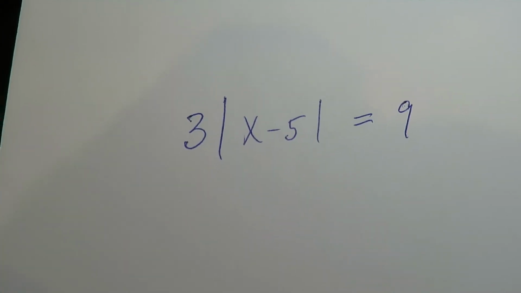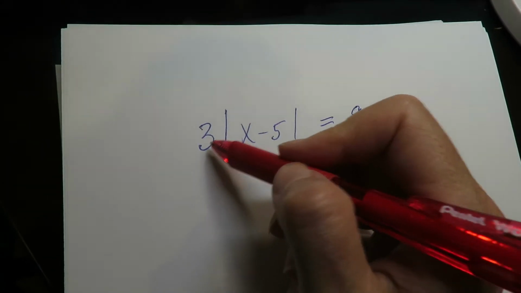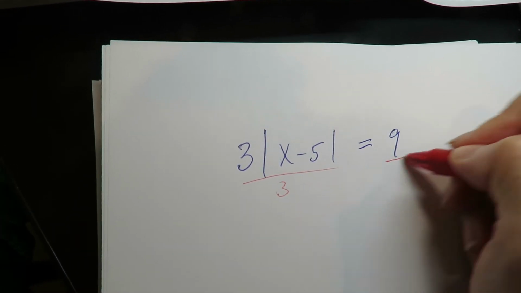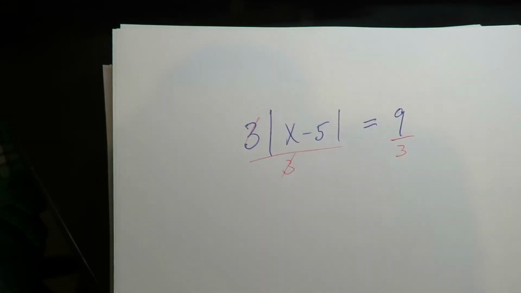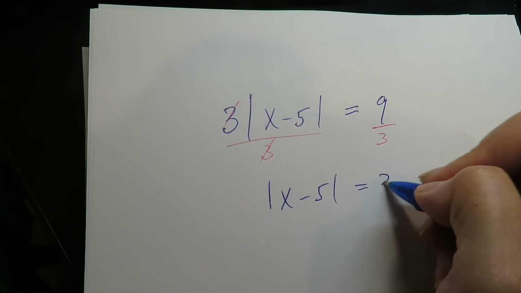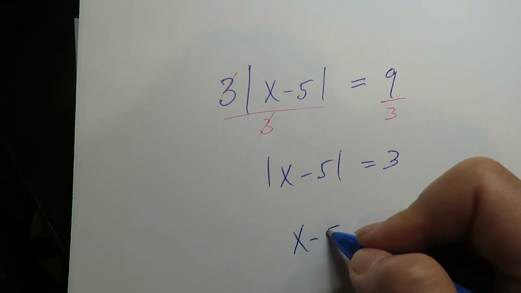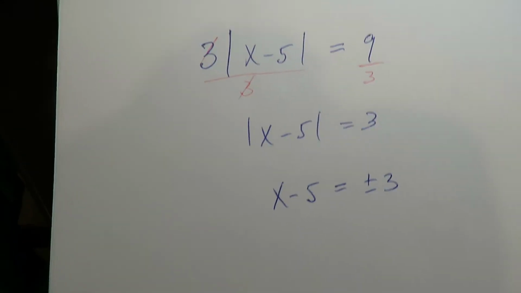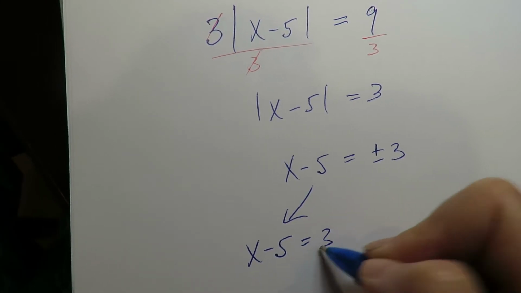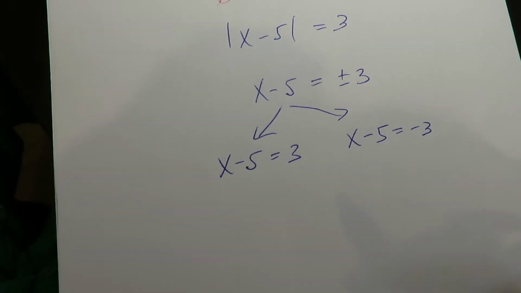Alright, so the thing that you always need to do first is isolate the absolute value. So that's what I'll do first. I have to get off this 3 here, so I'm going to divide off the 3 on both sides. Now the absolute value is by itself, so I can take it out of this form by using the rule I showed you. Then you just solve it out.